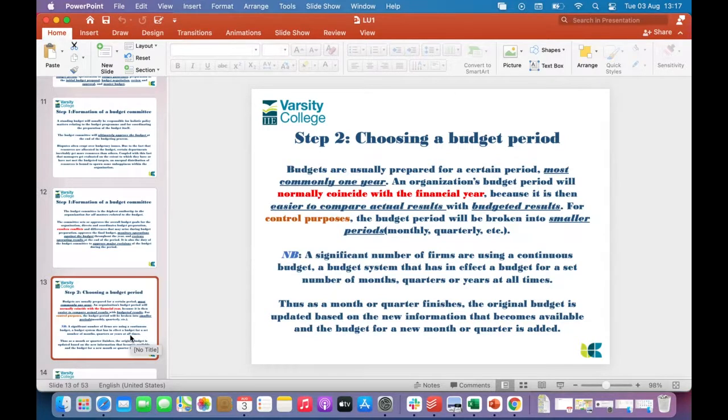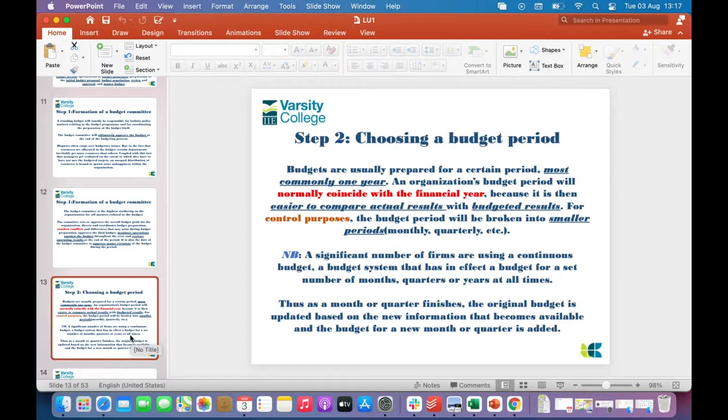Then we have a significant number of firms using a continuous budget, a budget system that has in effect a budget for a set number of months, quarters or years at all times. Thus, as a month or quarter finishes, the original budget is updated based on the new information that becomes available, and the budget for the new month or quarter is added. So here what they're telling us is that some businesses have a continuous budget system.